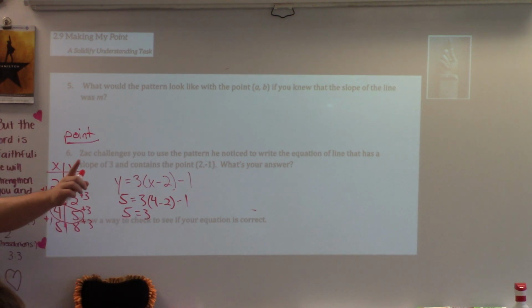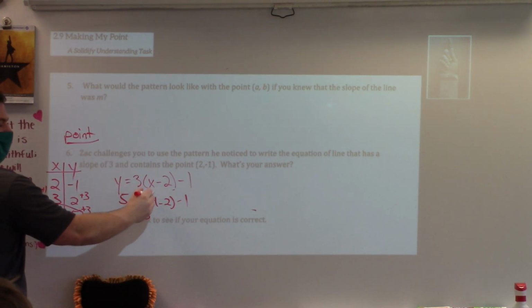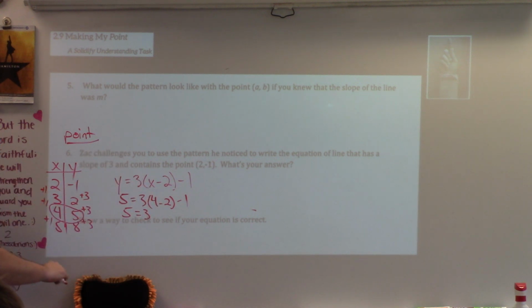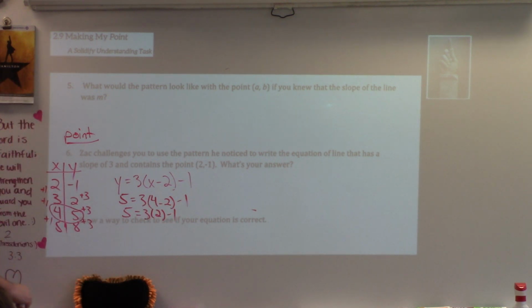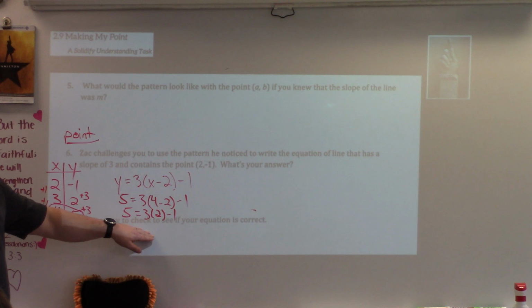One thing I do want to point out, Donovan, yesterday, you remember when you distributed here? What did we talk about that would have been easier? Just do the subtraction. Don't forget, I know that y'all are used to distributing, but you can simplify when it's just 2 numbers. So it's just 3 times 2 minus 1. Is 5 equal to 3 times 2 minus 1?